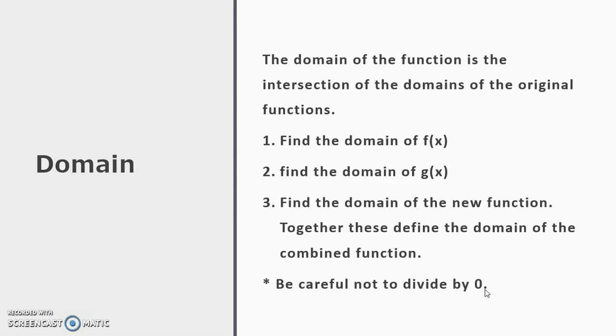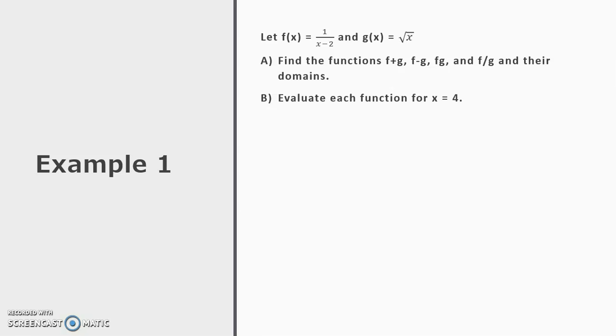So let's take a look at some examples of this to see if you can understand what's going on. In example 1, we're given two functions. f of x equals 1 over x minus 2, and g of x equals the square root of x. And we need to find the functions f plus g, f minus g, f times g, and f divided by g, and their domains. And then we need to evaluate each function for x equals 4. So pause the video, see if you can write those expressions. A lot of them won't be able to be simplified, but that's okay. And see if you can figure out the domains. And then press play and check your answers with what I have.